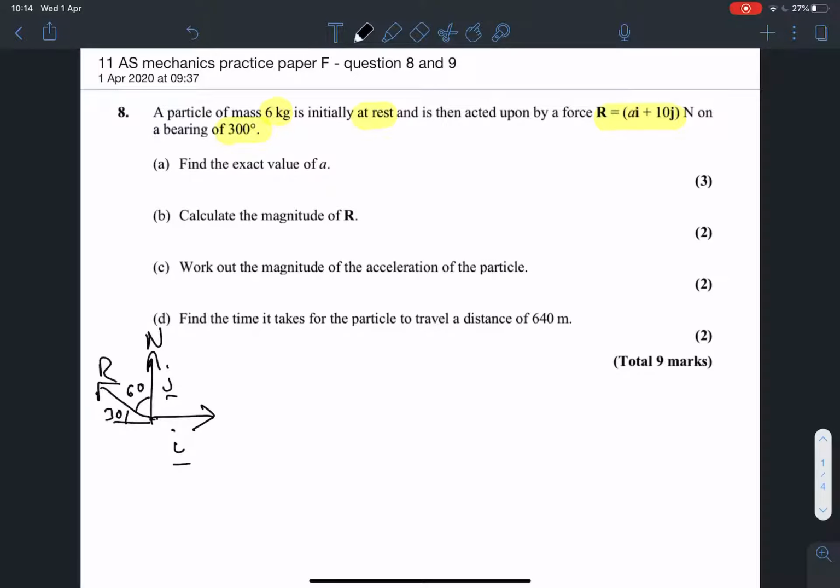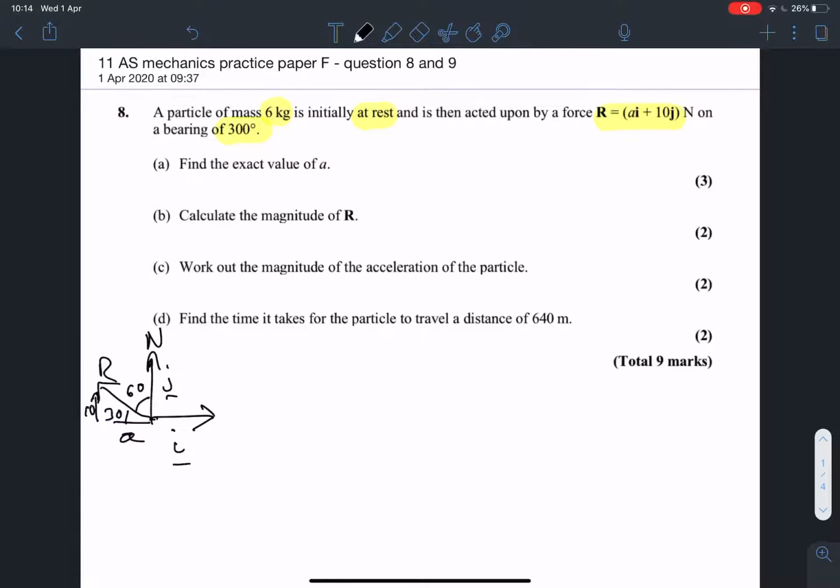So this length here is A, but actually it's negative A if we're really precise. And B then, that height there, is 10. Sorry, that's squeezed in on the edge. Okay, find the exact value of A.